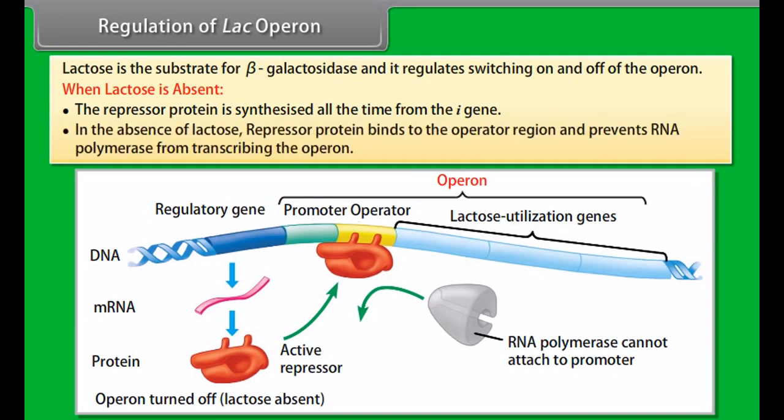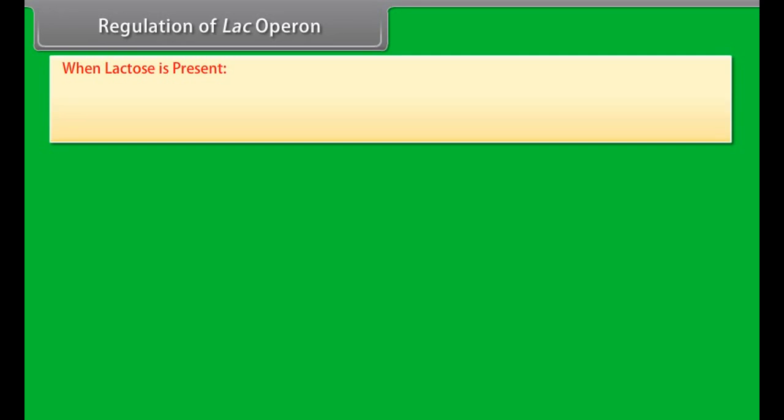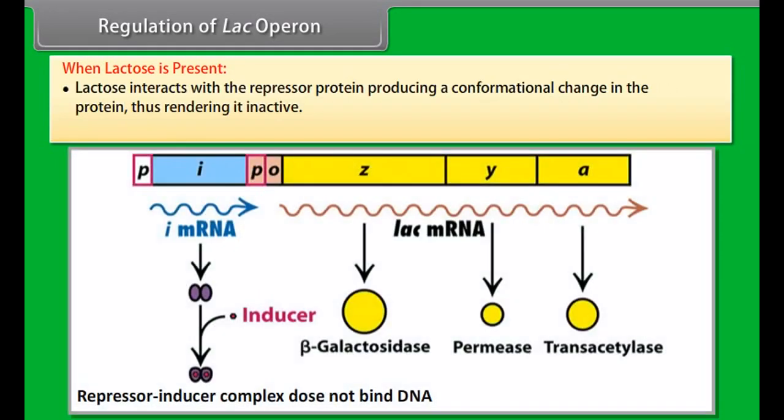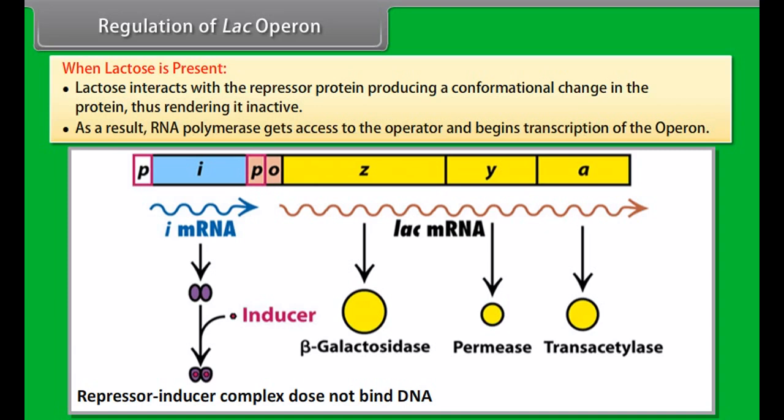In the absence of lactose, repressor protein binds to the operator region and prevents RNA polymerase from transcribing the operon. When lactose is present, lactose interacts with the repressor protein, producing a conformational change in the protein, thus rendering it inactive. As a result, RNA polymerase gets access to the operator and begins transcription of the operon.